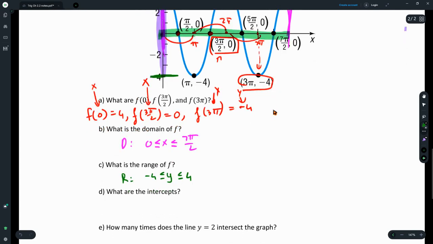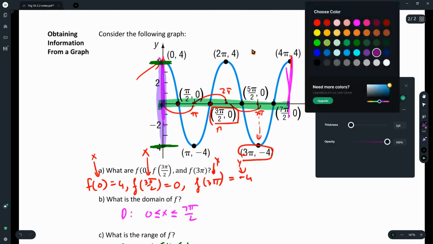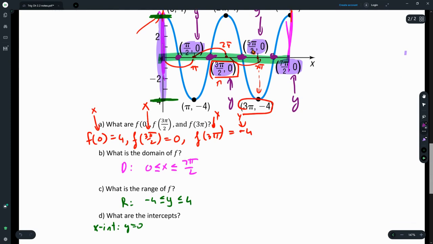Intercepts, well, if you do the x-intercepts, that means when y is 0. When y is equal to 0, look at the graph. Well, that's when x is equal to 0. When y is equal to 0, it's here, here, here, and here. The 4 points on the graph when y is 0. So I'm basically saying this point, this point, this point, and this point. You see how y is 0, y is 0, y is 0. Those are your x-intercepts. So I have 4 x-intercepts in this graph.